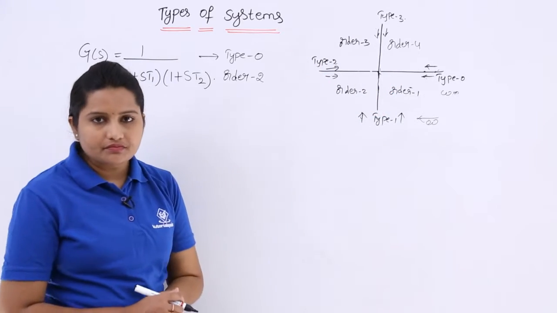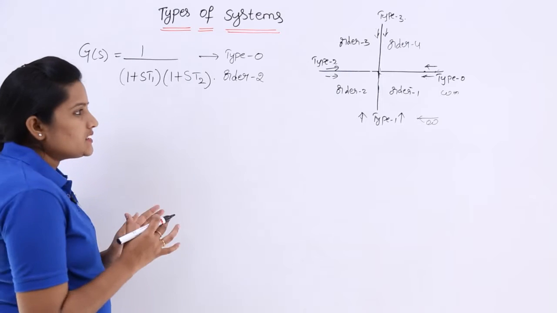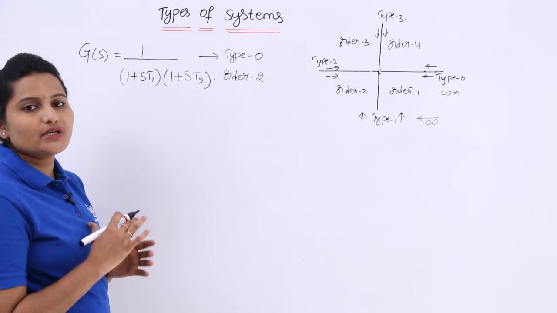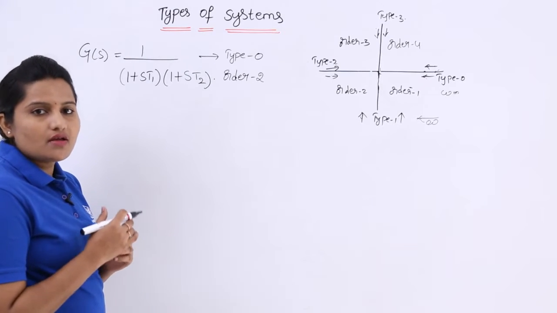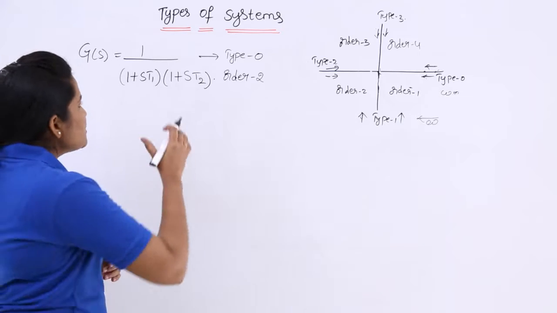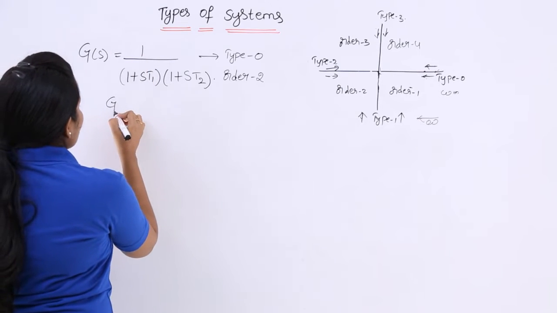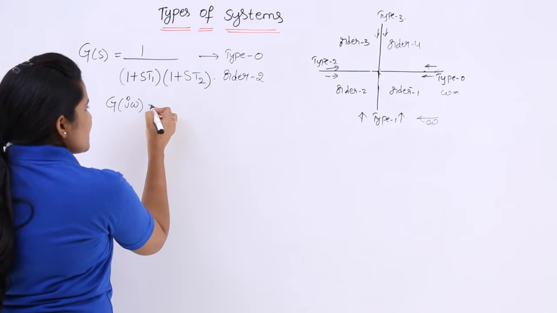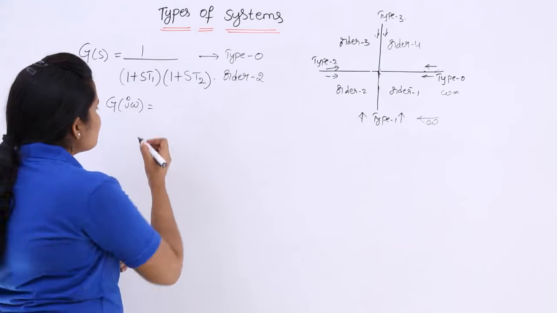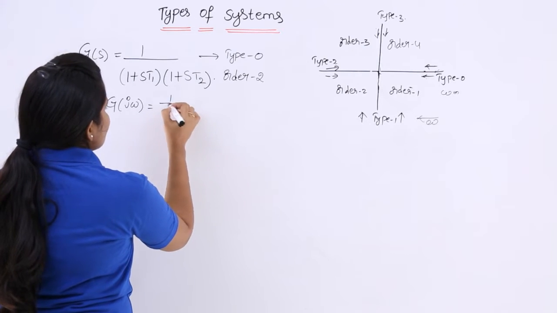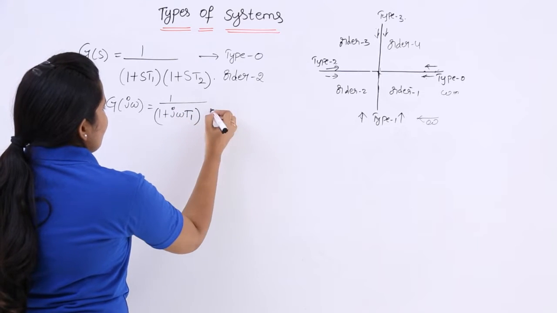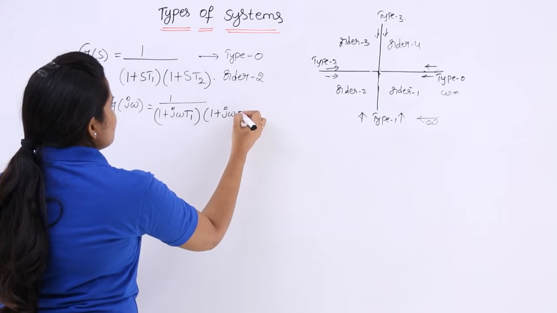Now we will see. First of all, to get the polar plot we obviously need to get magnitude and phase, because the polar plot is nothing but a plot of magnitude versus phase angle. For the given transfer function, I am going to consider G of j omega, that means replacing s with j omega. So G of j omega is equivalent to 1 by (1 plus j omega t1)(1 plus j omega t2).